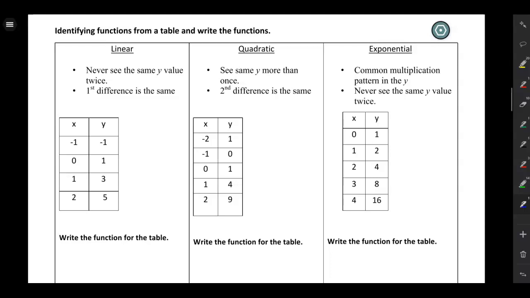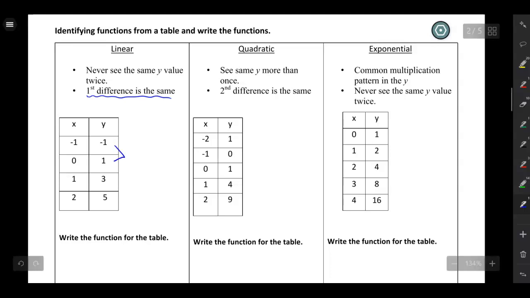So first let's talk about linear tables. With a linear, you're never going to see the same y value. I also have written here that the first difference is the same. Let me show you what I mean by first difference. If you'll notice, my x values are all increasing by 1: -1, 0, 1, 2. I'm going to look at my y values and find the difference between them.